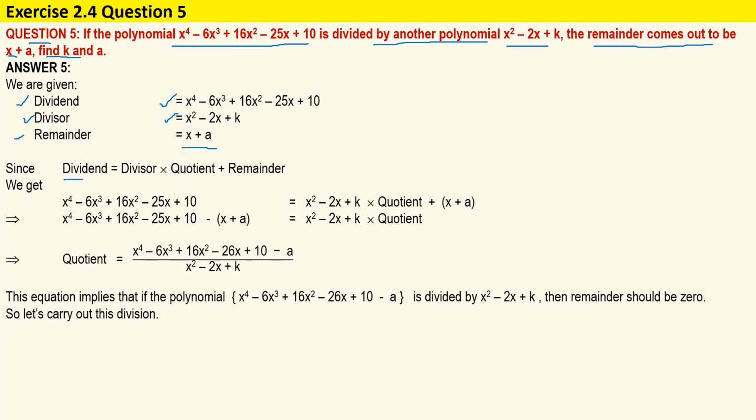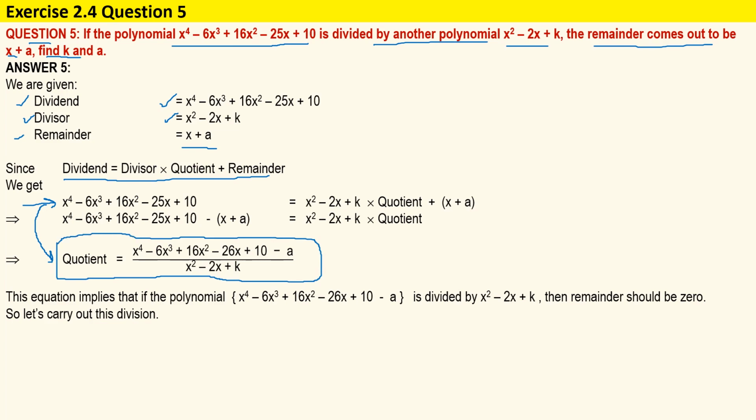We know that dividend is equal to divisor times quotient plus remainder. Therefore, in our case, we get this equation, and when we rearrange the expression, we get quotient is equal to x raised to power 4 minus 6x cubed plus 16x square minus 26x plus 10 minus a, the whole divided by x square minus 2x plus k.